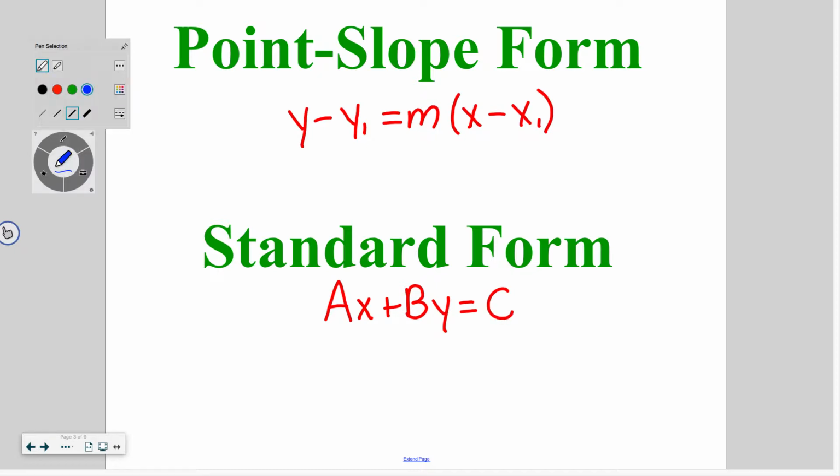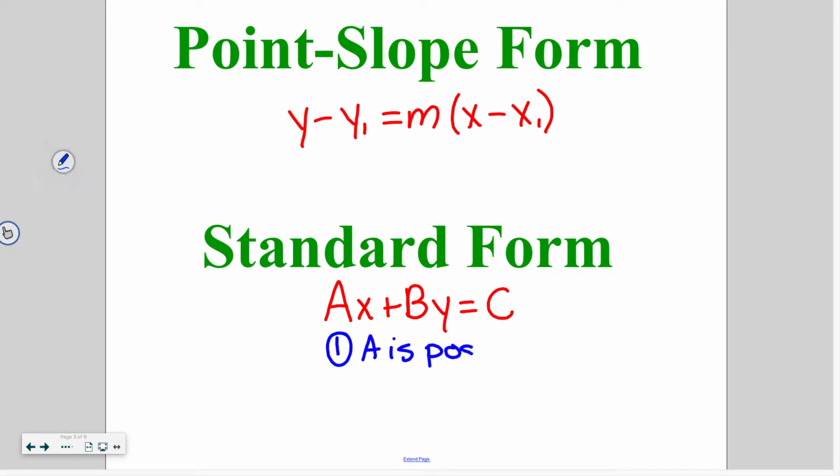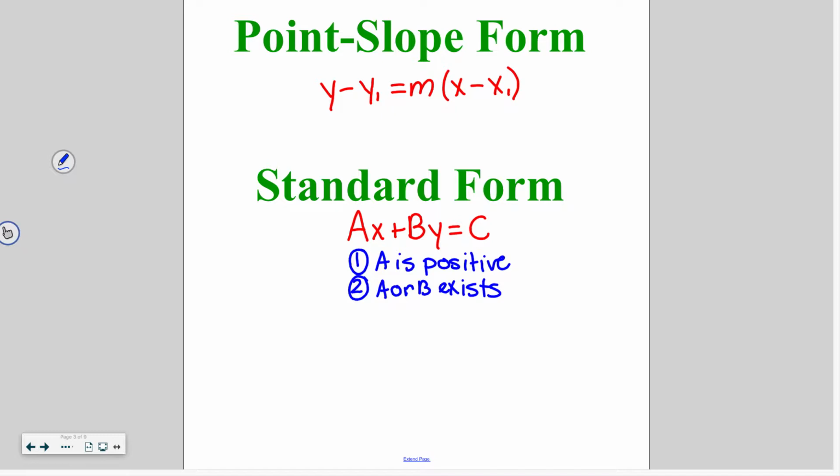There were 4 rules associated with this. Number 1, a is positive, so that number in front of x has to be positive. 2, a or b exists, so that means there is an x or a y that exists in the equation.